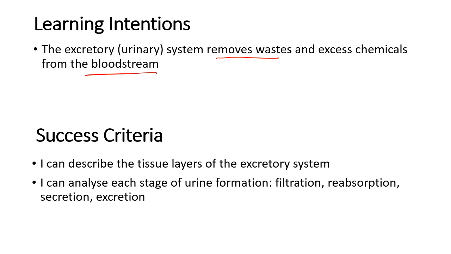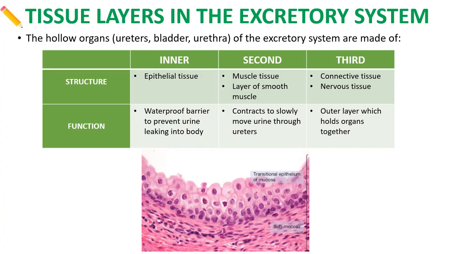And after today, you should be able to describe the tissue layers that make up the organs in the excretory system and be able to analyze each of the 4 stages of urine formation, which are filtration, reabsorption, secretion, and excretion. Let's firstly look at the main tissue types that make up the organs in the excretory system. So this applies to all of the hollow organs in the excretory system, the ones that have urine passing through them. So the ureters, the bladder, and the urethra.